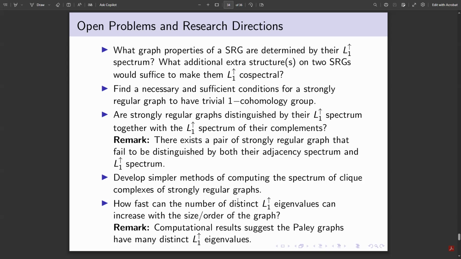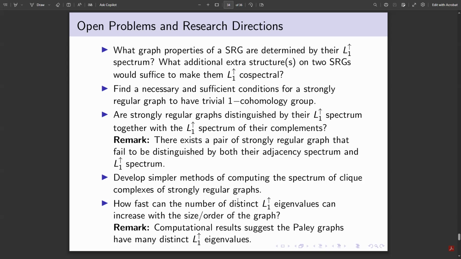Also, for the second kind of result I just showed you, the sufficient conditions for a trivial one cohomology group, I'd like to find some necessary and sufficient conditions. And I would very much like to develop some more general techniques to compute these L1 up spectra, because we have many techniques to do it for the L0 up spectrum, which is the usual Laplacian, but we don't have much on the higher levels. So I'd like to develop some more.